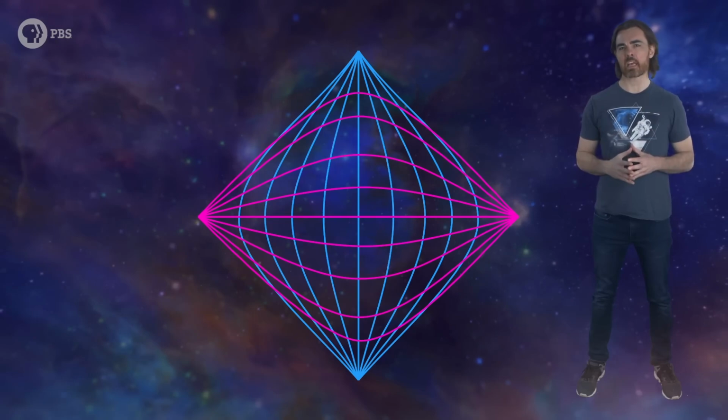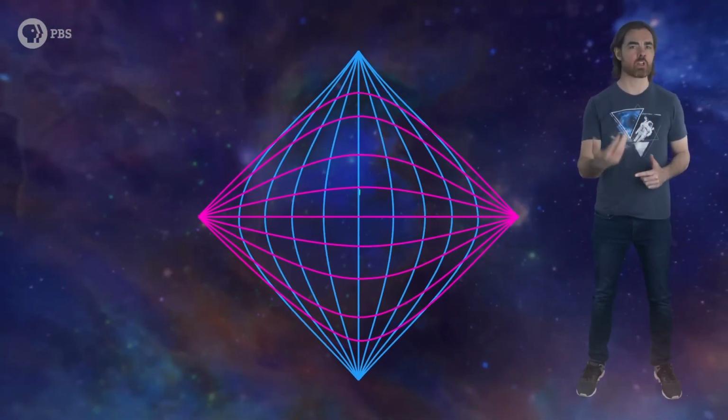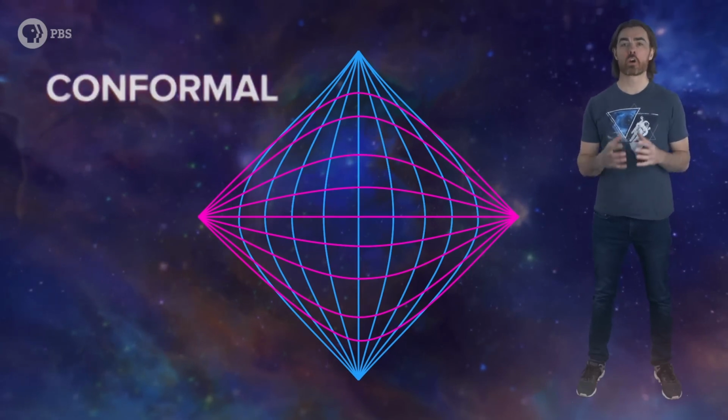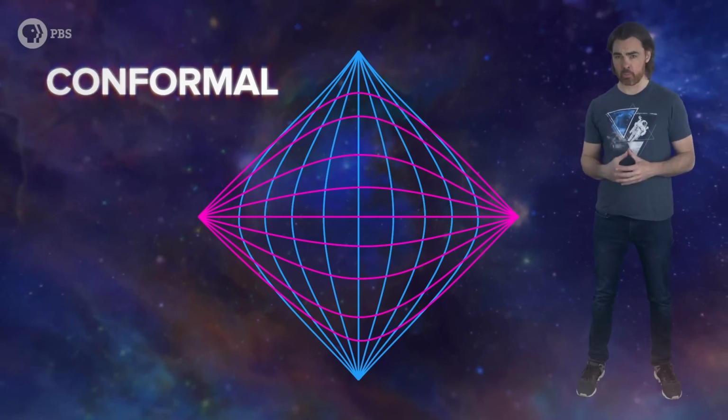One amazing thing about the Penrose diagram is that the transformation preserves all internal angles. All angles between intersecting lines relative to each other stay the same. We call such a transformation conformal. And remember that word, it's going to be very, very important.